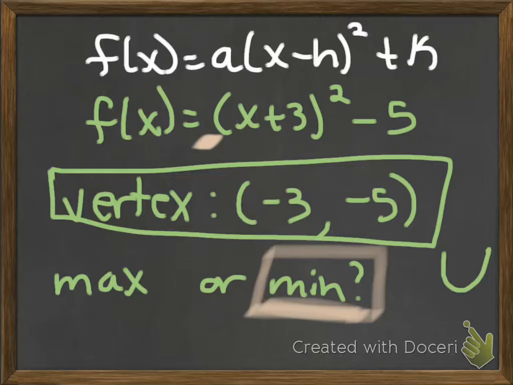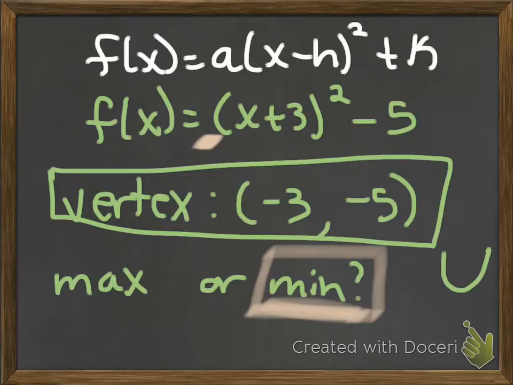So -3, -5 was our vertex. Let's go ahead and graph that. Let's see what that looks like. Alright, so let's go ahead and graph that. Let me get my colors here. Alright, so my vertex was -3, -5. So -3, 1, 2, 3, 4, down here to -5. Okay, so that right there is going to be my vertex.